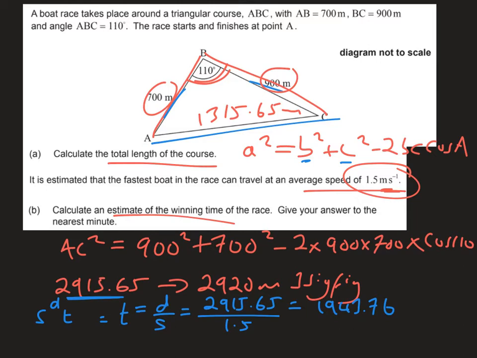The question asks us to give it to the nearest minute. So we need to take our answer, 1,943.76, divided by 60 to get the number of minutes, which is going to give you a final answer for part B of 32 minutes.